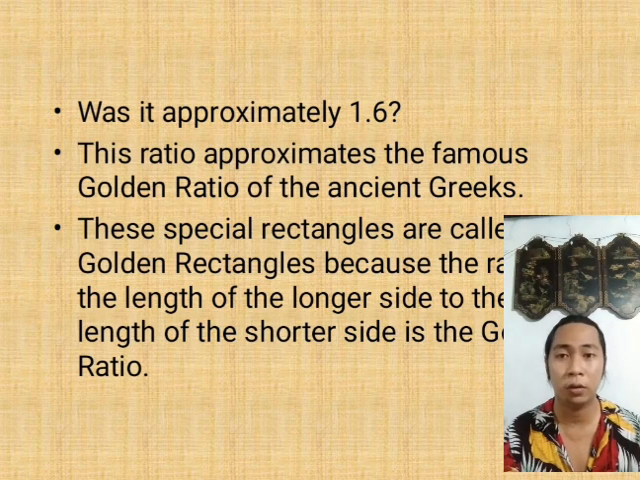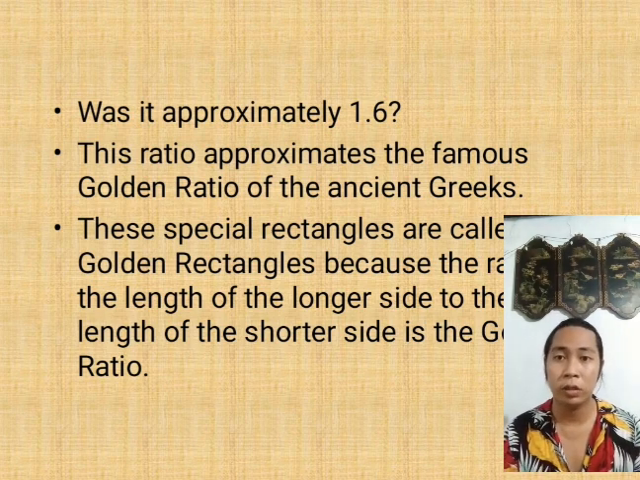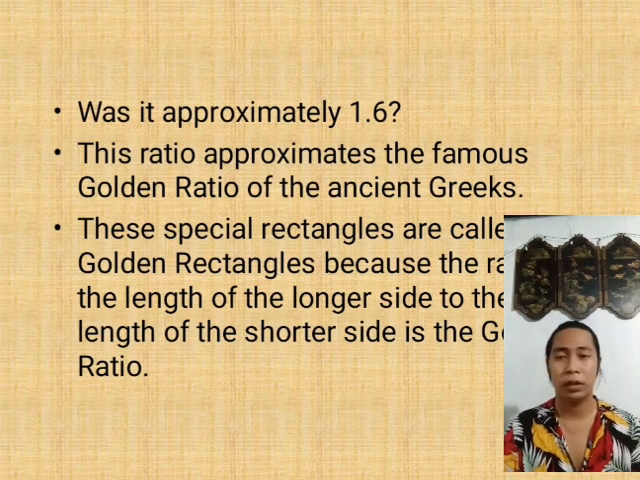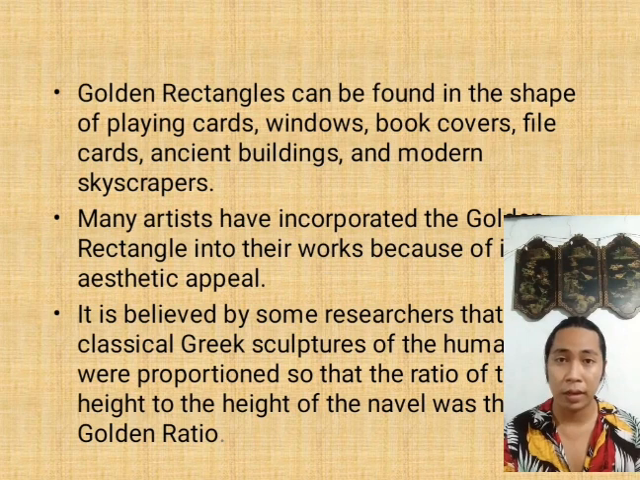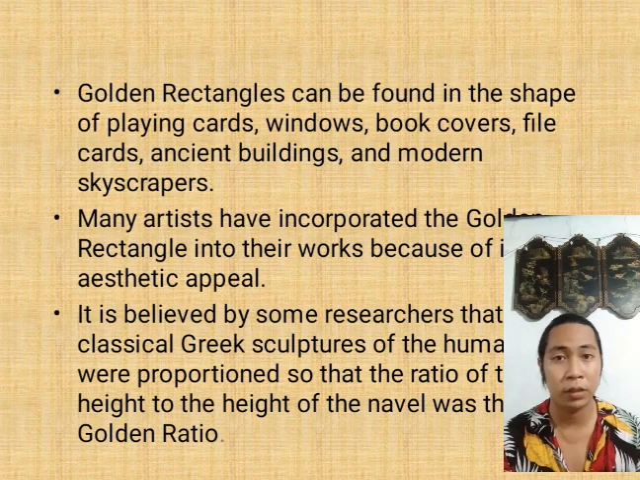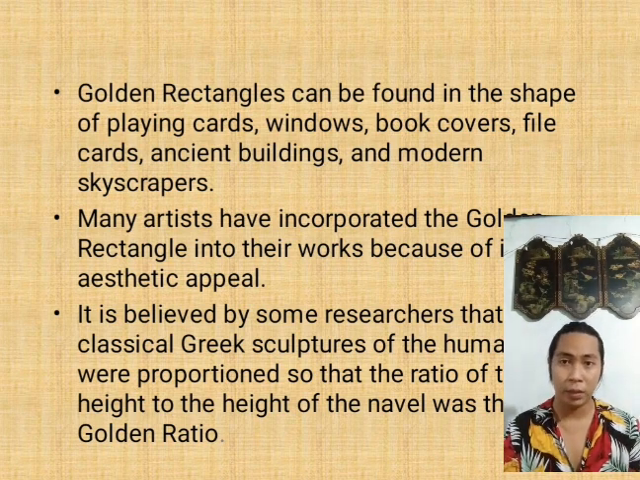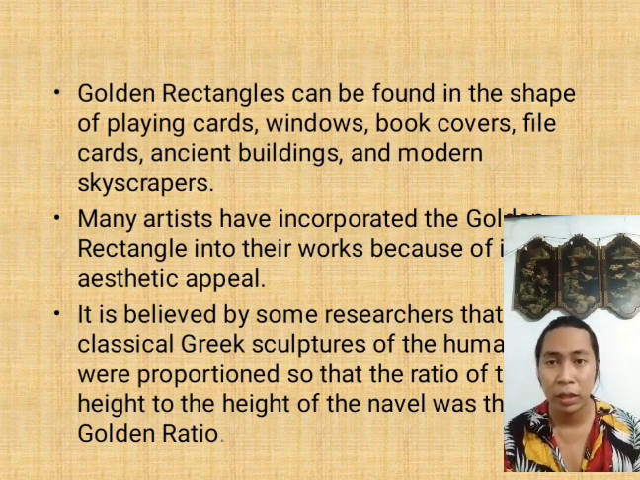These special rectangles are called golden rectangles because the ratio of the length of the longer side to the length of the shorter side is the golden ratio. Golden rectangles can be found in the shape of playing cards, book covers, file cards, ancient buildings, and modern skyscrapers. Many artists have incorporated the golden rectangle into their works because of its aesthetic appeal. It is believed by some researchers that classical Greek sculptures of the human body were proportioned so that the ratio of the total height to the height of the navel was the golden ratio.